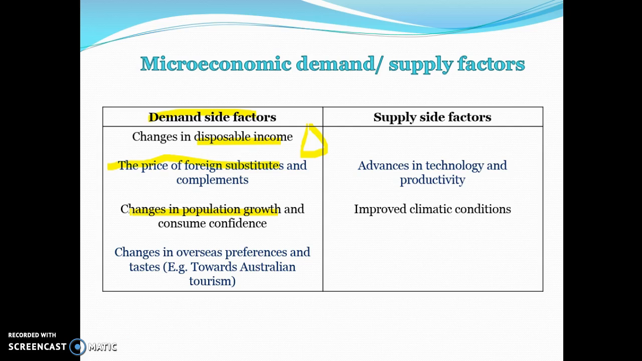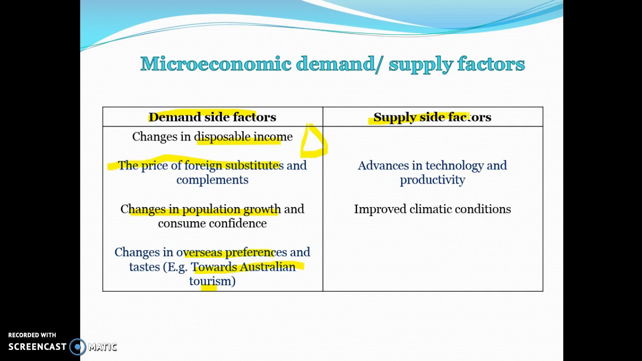If there's increased population or more consumer confidence overseas, that will increase demand for the Australian dollar. Changes in overseas preferences, so if more people overseas want to holiday in Australia, that's going to increase demand for the Australian dollar. Supply side factors, improvements in technology or productivity in Australia should help to lower our prices and lead to increased demand for the Australian dollar.